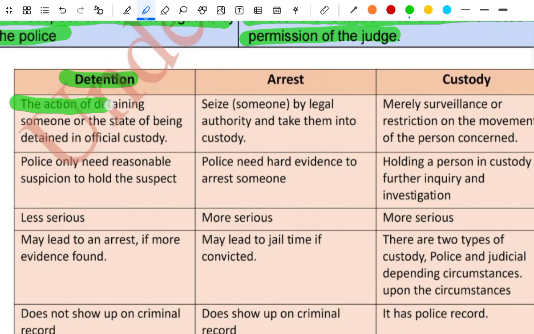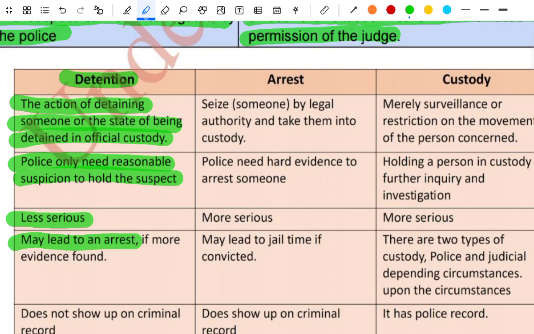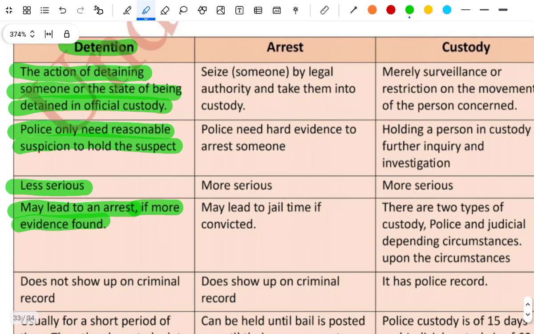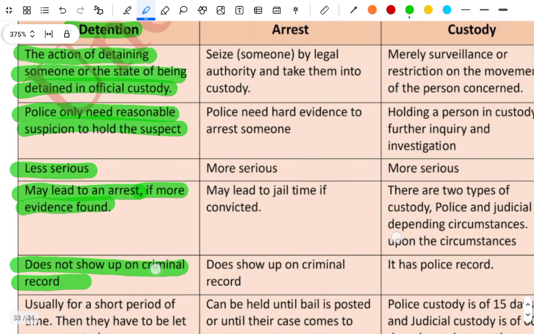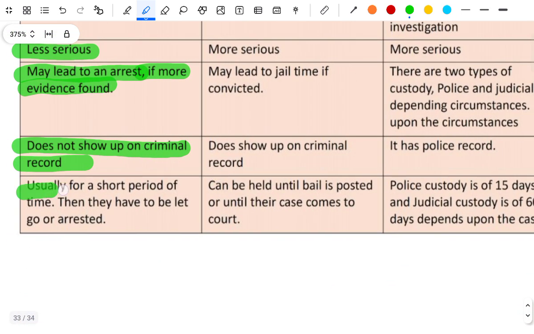Detention. The action of detaining someone or the state of being detained in official custody. Police only need reasonable suspicion to hold the suspects. It is less serious, but may lead to an arrest in the form of evidence found. It does not show on the criminal record. Usually it is for a short period of time, and then they have to be let go or arrested.